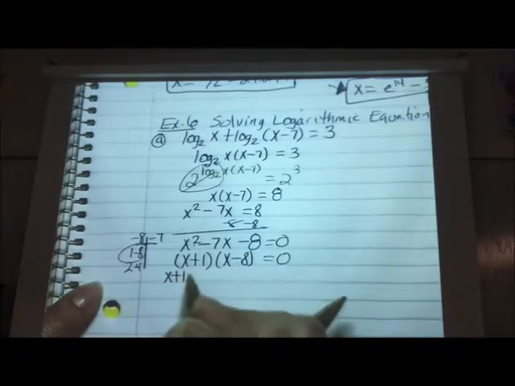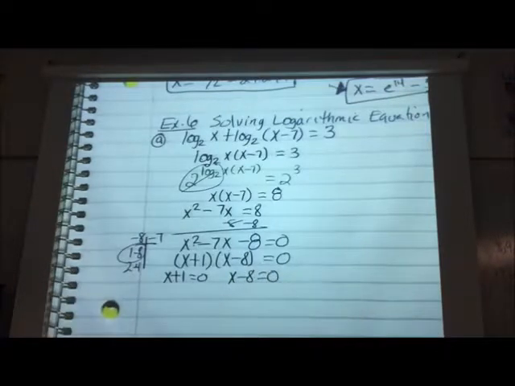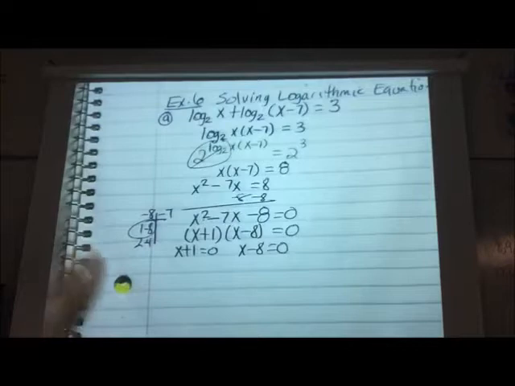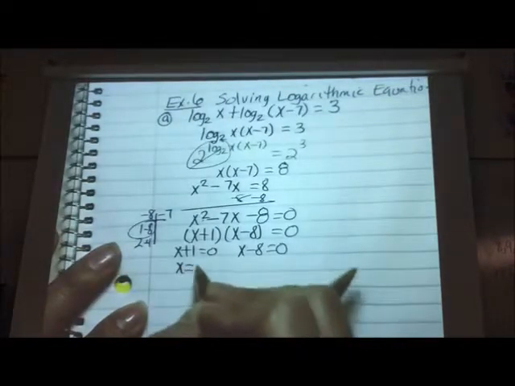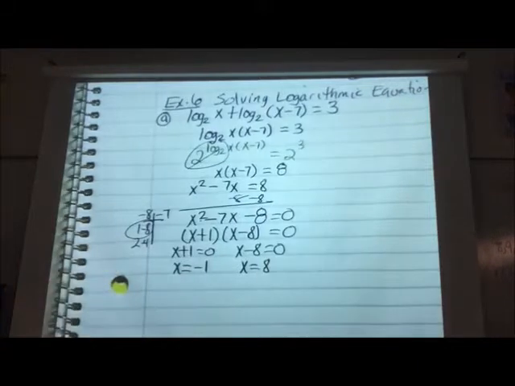x plus 1 equals 0. x minus 8 equals 0. You remember doing this. This is why it was very important that you learned how to factor. So, this is x equals negative 1 and x equals 8. But I need to check my answers before saying those are my solutions.